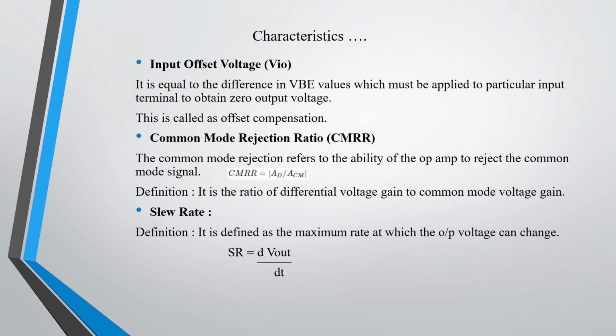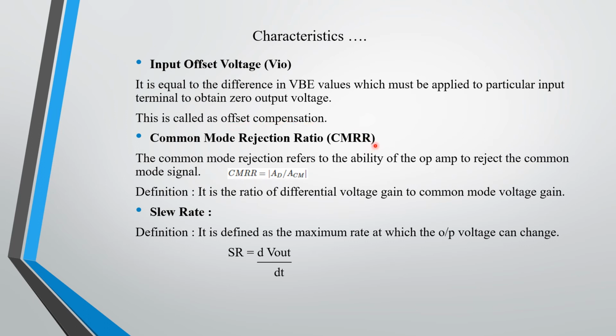Input offset voltage. This is nothing but the difference in base to emitter values which must be applied to a particular input terminal to obtain zero output voltage. This is also called offset compensation.